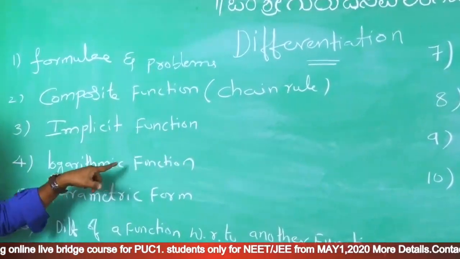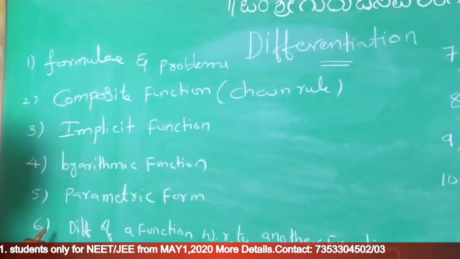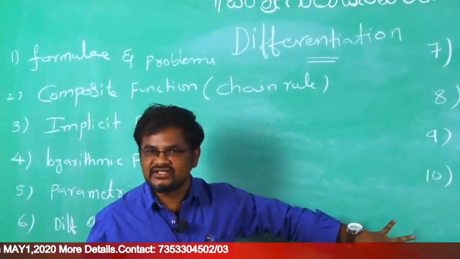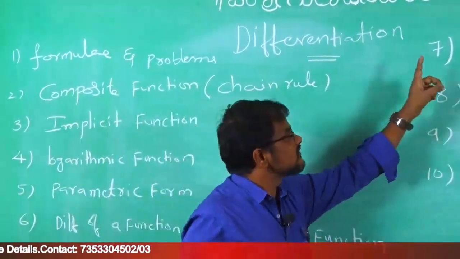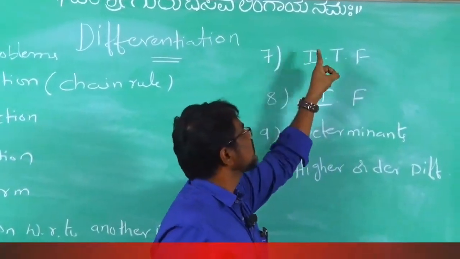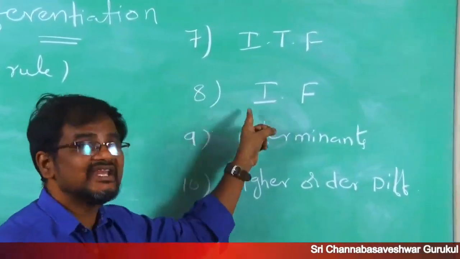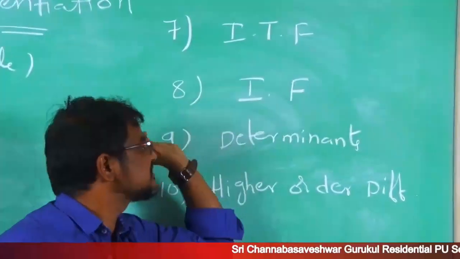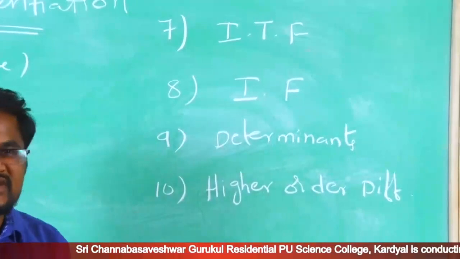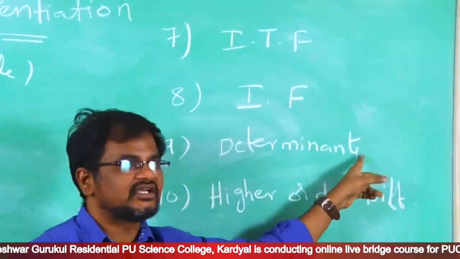The fourth one is logarithmic differentiation, the fifth one is parametric differentiation, and the sixth one is differentiation of a function with respect to another function. The seventh one is differentiation of inverse trigonometric functions, and the eighth one is differentiation of inverse function. These are the inverse trigonometric functions and this is the inverse function. The ninth one is differentiation of a function which is in terms of determinants, in the form of determinants.